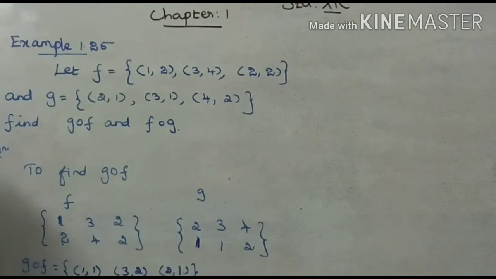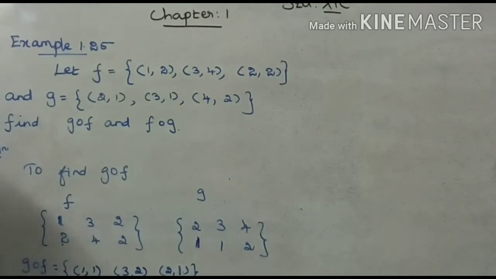So the first ordered pair is (1, 1). Again I will repeat. Check the number 1. 1 goes to 2, but in the g function 2 goes to 1. So (1, 1) is the ordered pair. Next, number 3 goes to 4, but 4 goes to where? 2. So (3, 2) is the next ordered pair. And the last number 2 goes to 2, but this 2 goes to 1. So (2, 1) is the last ordered pair. This is the answer of f composite with g.